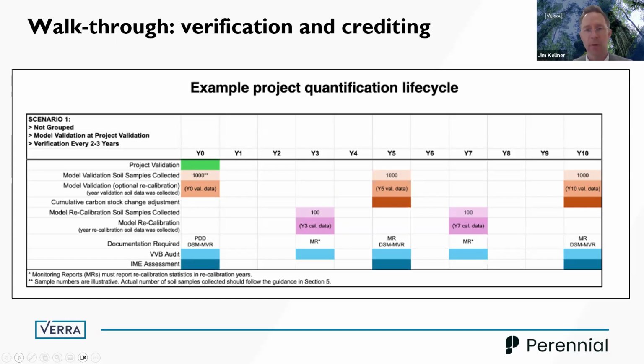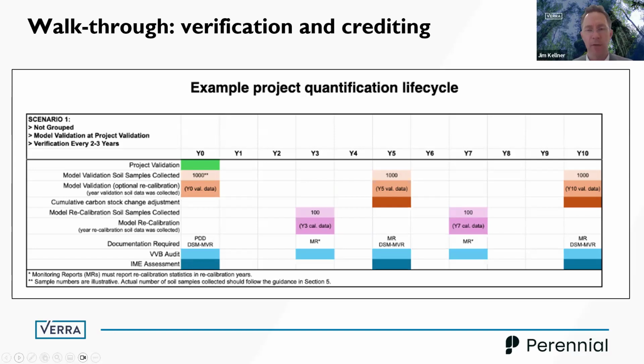And I want to explain how we've done so. So what we show here is that there's a model recalibration that happens in year 3, and we said that there might be 100 samples there. In the tool, we provide guidance by saying that the number of samples used to recalibrate the model here is at least 10% of the number that were used for the previous validation. So that's why the number here is 100. But again, this is just a guide. There's the recalibration that happens in year 3. There's the monitoring report that's issued in year 3, and then a VVB audit.